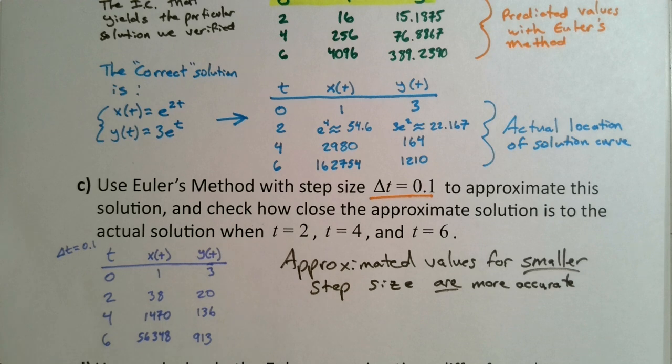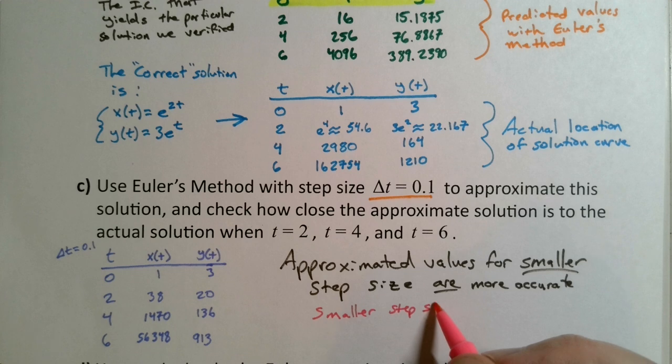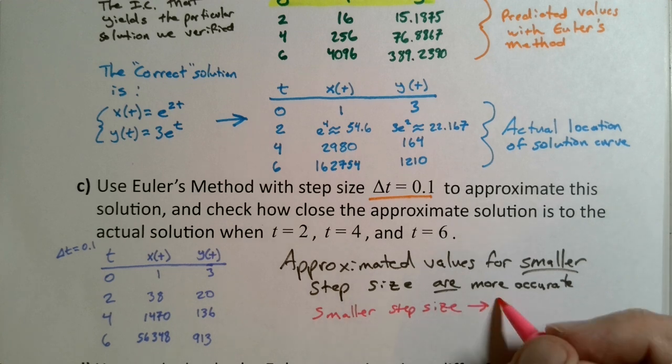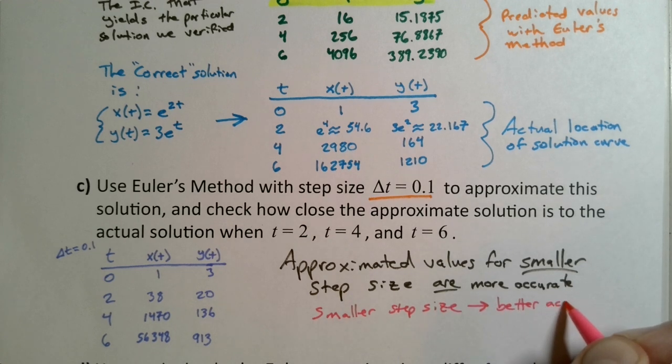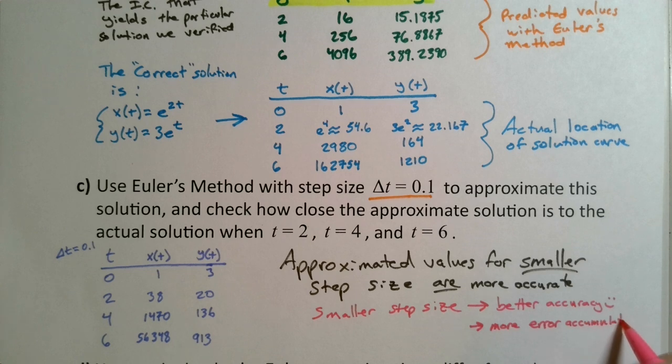But there comes at a cost. So we like to think of this as being a good thing because smaller step size leads to better accuracy. So we're happy about that. But it also leads to more error accumulation. And that's not good. More error accumulation because each step we're picking up a little bit of error along the way.